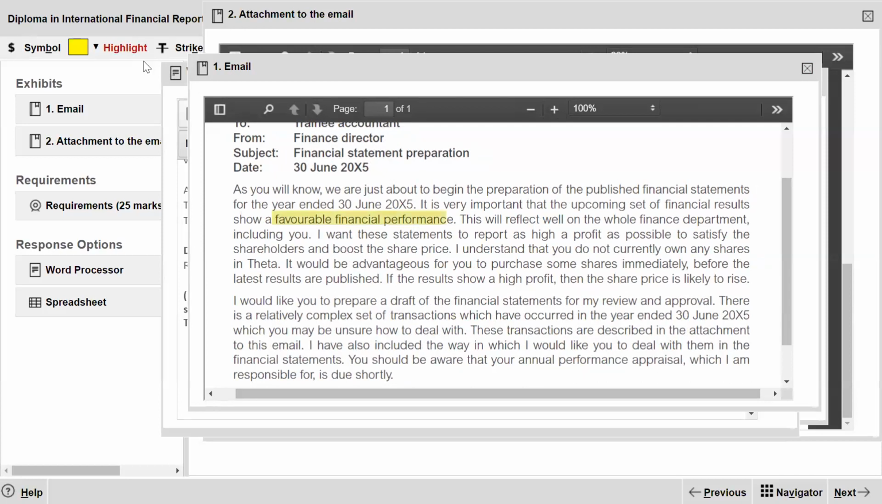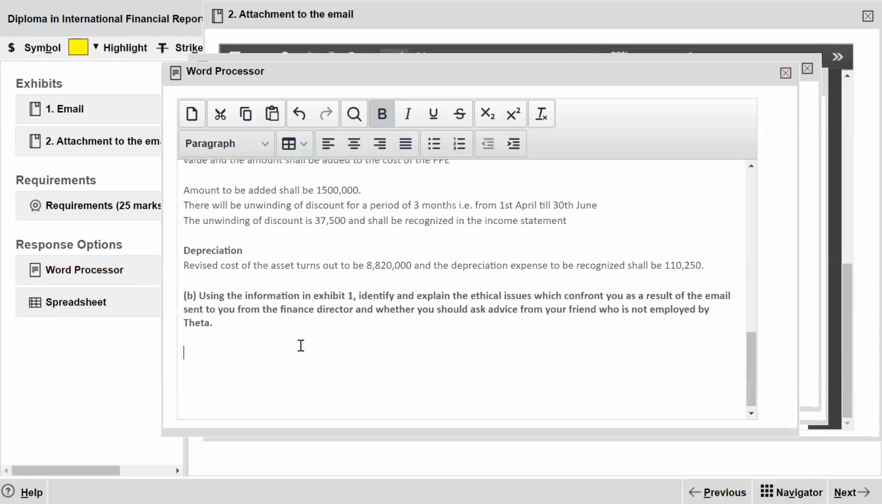So this is an email from the finance director to the trainee accountant. So one of the issues is that he lacks integrity, as he is forcing the financial statements to give a good picture.